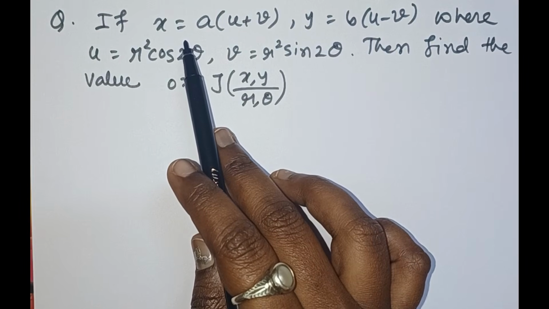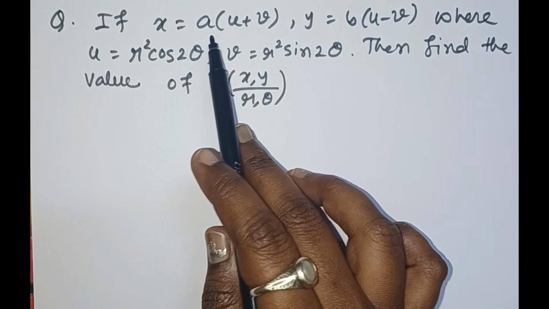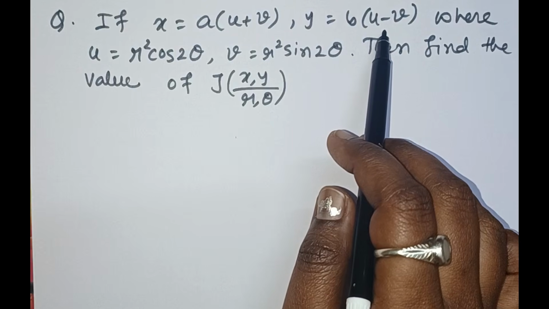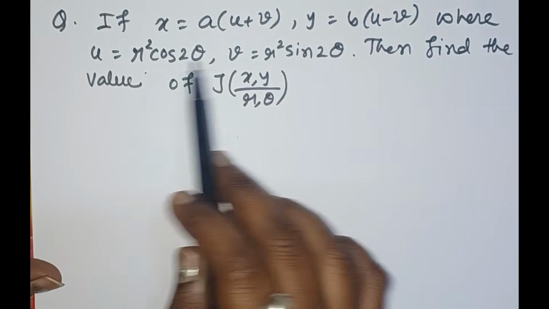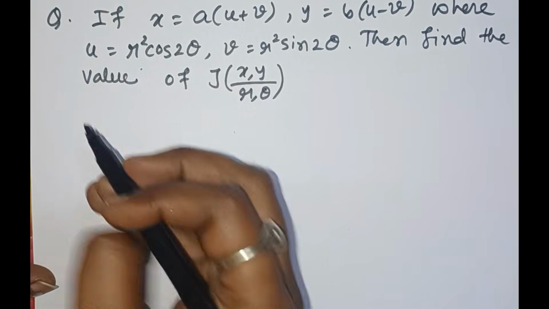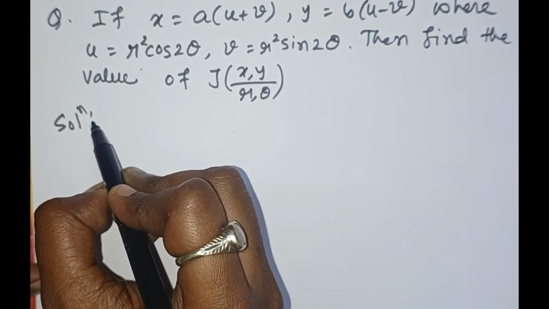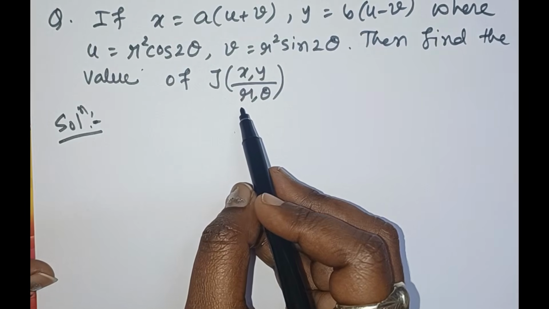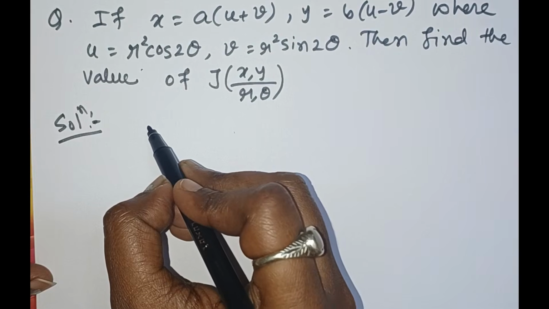Hello students, let us solve some important questions on Jacobian. So you can see that in this question x equals a into u plus v, y equals b into u minus v, where u equals r square cos 2 theta and v equals r square sin 2 theta. Then we have to find the value of the Jacobian of xy with respect to r theta. So let us solve the question.